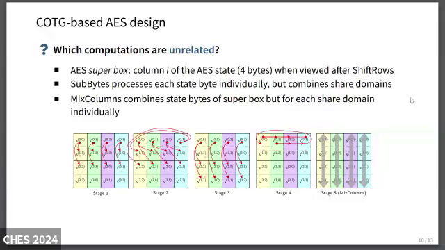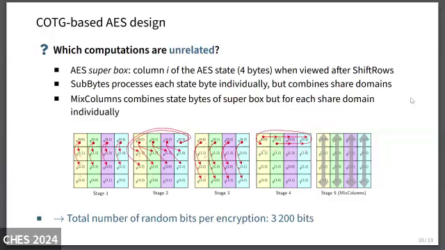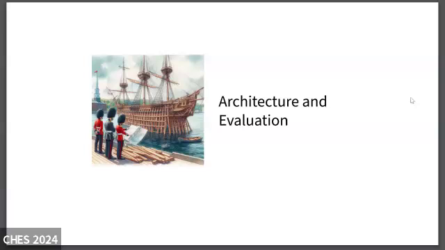Okay, again, this was a very, very high-level description of what we did. We extensively described that in the paper, so if you're interested in the details, I would encourage you to have a look at the paper. But the important message here is that if you do that, the total number of random bits can be reduced to only 3K for encrypting 1 plaintext block, which is pretty nice. For the last part of the presentation, I will briefly go over the architecture of the design and the evaluation.